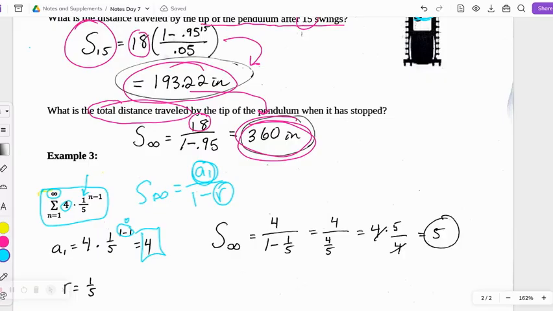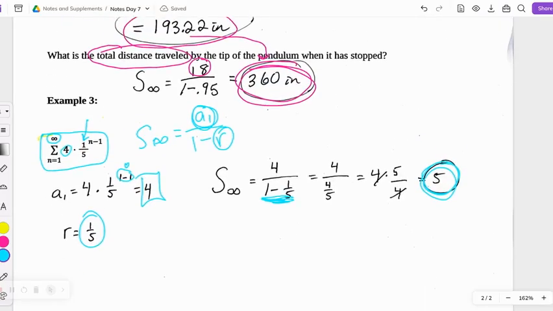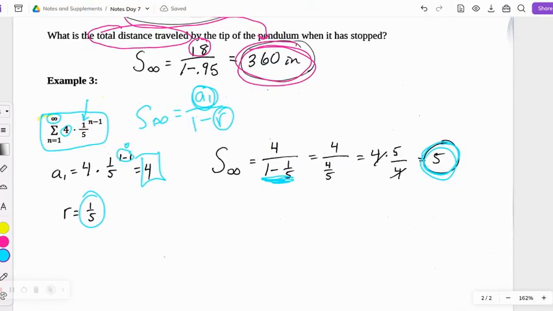Remember, whatever is here, that's the base of our exponential, so we have it as our r value. So when you look at this formula, 4 over 1 minus 1/5 equals 4 divided by, this is really 5 over 5 minus 1/5, which is 4/5. Multiply by the reciprocal, we are going to get an infinite sum of 5.